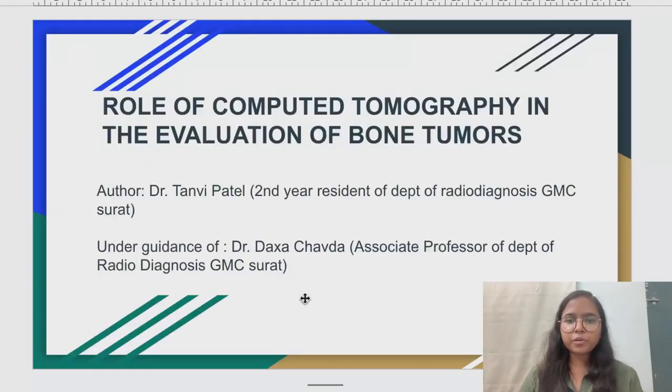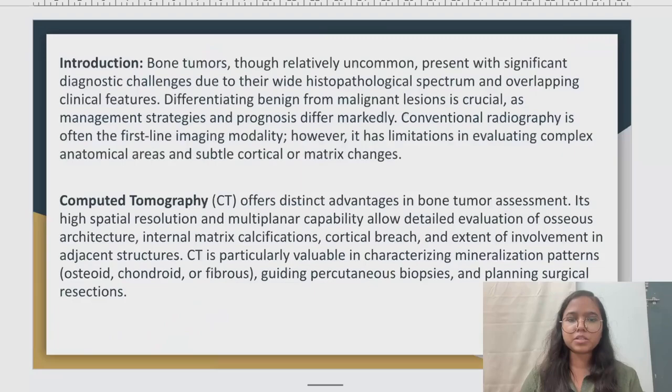Role of computed tomography in the evaluation of the bone tumor. I am Dr. Tanvi Patel, second year resident student of radiodiagnosis, working in the Government Medical College, Surat, under the guidance of Dr. Daksa Chavda, Associate Professor of Radiodiagnosis.